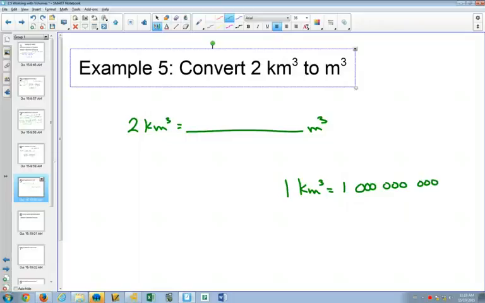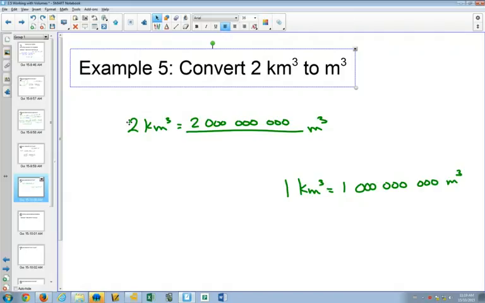How big of a number is this? Big. It is 1 billion meters cubed. So 2 kilometers cubed will be 2 billion meters cubed. And you could set up a proportion for that as well. I think I won't set up the proportion for this one because I think you can see that if 1 kilometer cubed is 1 billion, 2 kilometer cubes would be 2 billion.